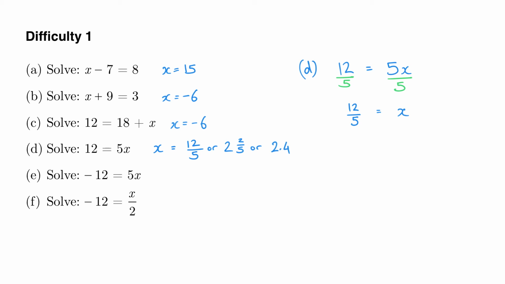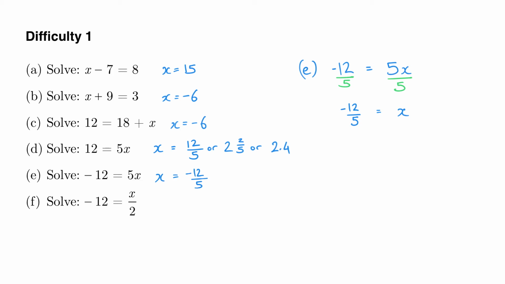Well, here's what you should have got. It would have looked almost exactly the same as D, except instead of having 12 equals 5x, we had negative 12 equals 5x. But we still needed to divide the right-hand side by 5 to turn the 5x into x. And that means we had to divide the left-hand side by 5. And negative 12 divided by 5 would simply give us negative 12 fifths. So the solution here would be x equals negative 12 fifths. Or you could say it was negative 2 2/5 or negative 2.4.